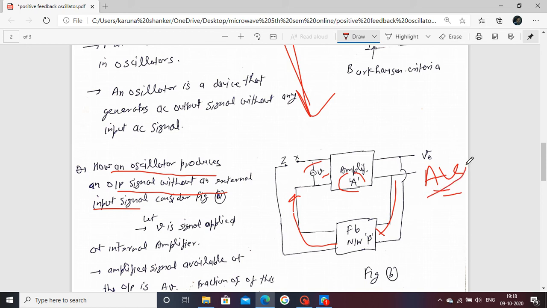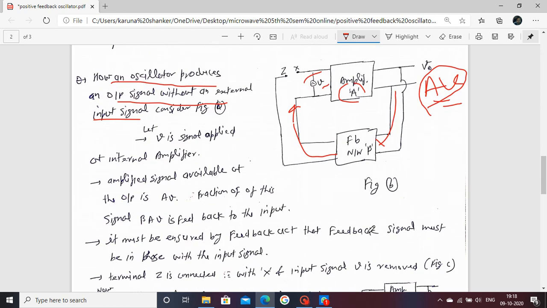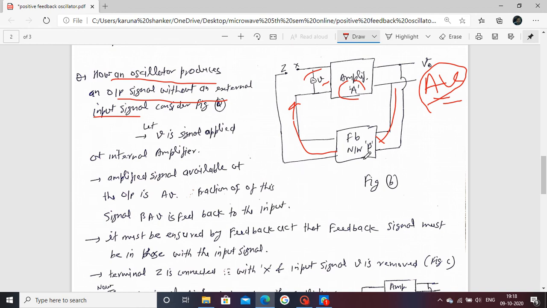A V is the input of this network. Now this beta multiplies the output, so the feedback output comes out: we multiply beta by A V, your amplified output. This product, beta A V, is the output here, and it now appears across your input side. This is one part of the process.